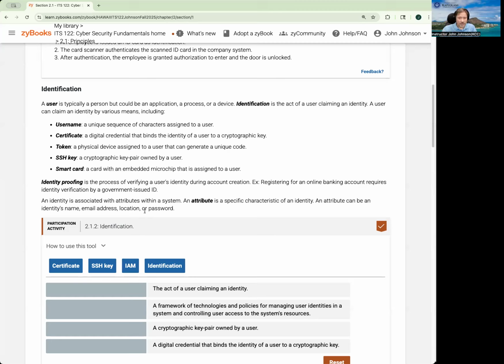So identity proofing, that's the process of verifying a user's identity during the account creation. So when you're just creating it, for example, like with online banking, they require you to have some kind of government issued ID to prove who you are in the beginning when you're setting everything up. And then with the identity, you have different attributes within the system. And the attributes can be things like your name, your email address, your location, and your password.